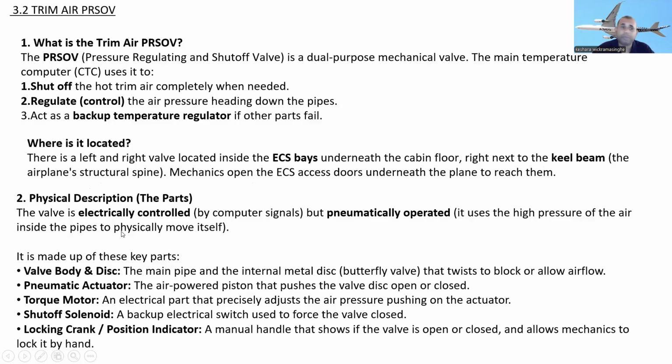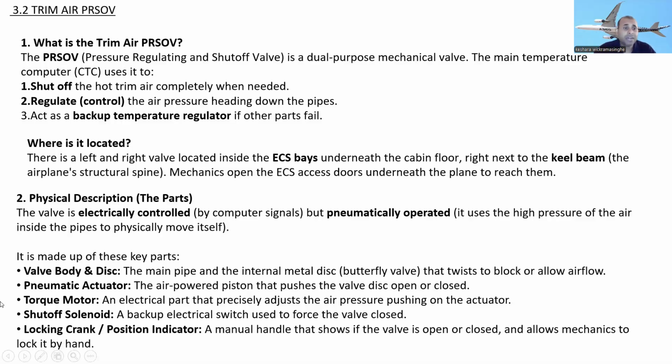Physical description of the parts. The valve is electrically controlled. This pressure regulating shut-off valve is electrically controlled but pneumatically operated. Electrically controlled means by computer signals, and pneumatically operated means it uses the high pressure of the air inside the pipes to physically move itself.